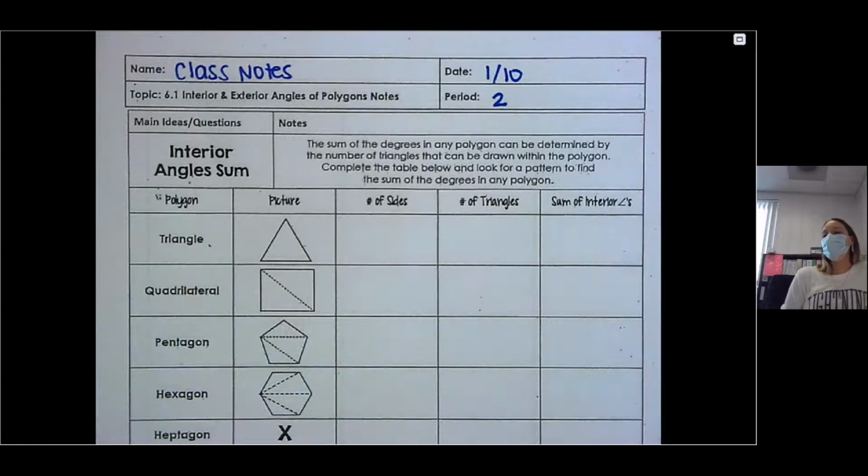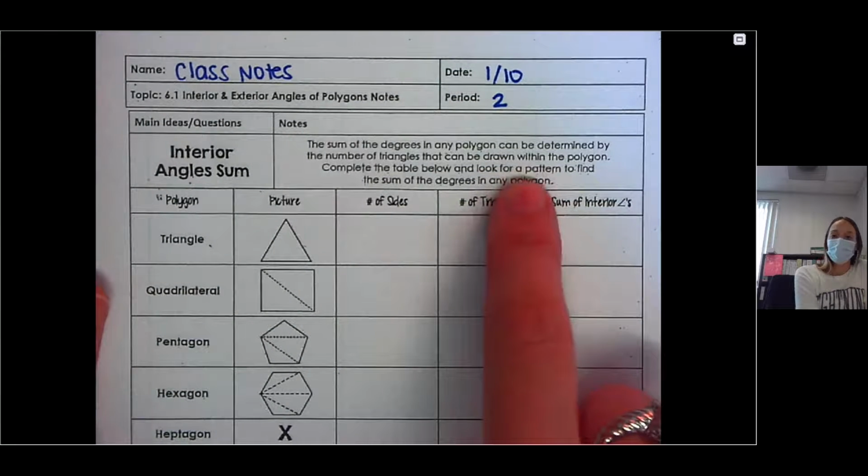There you go. A figure with at least 3 straight sides. So yes, if it's curvy, it's not a polygon. It has to be straight sides. So we're going to start today by talking about both interior and exterior angles of a polygon. So we're going to start with the interior.